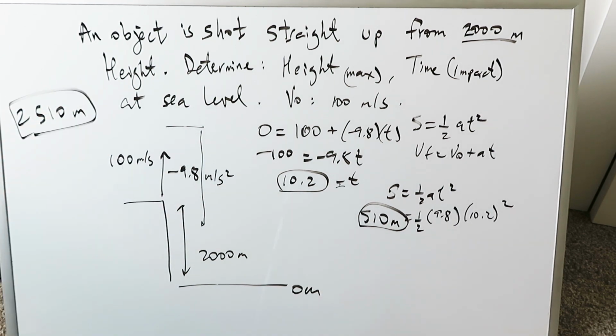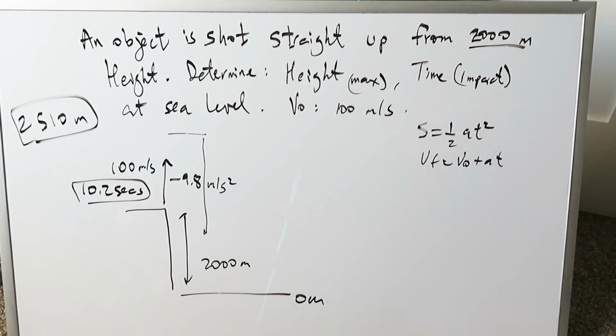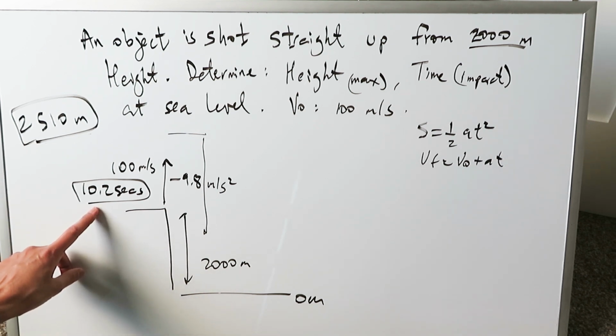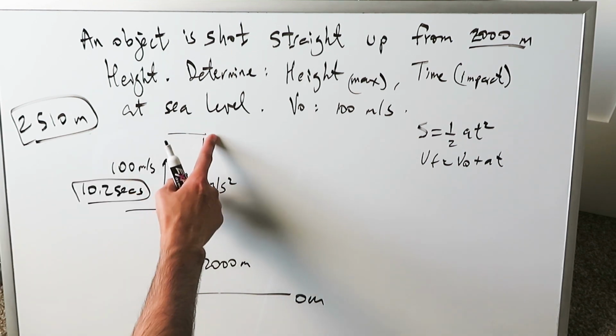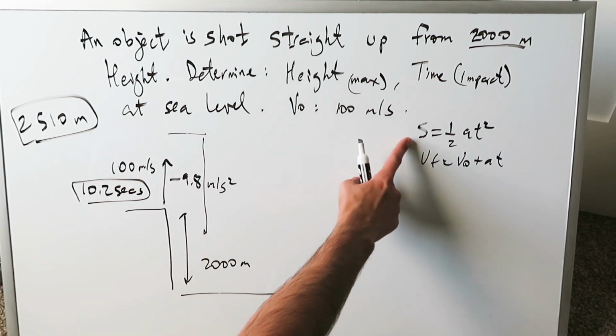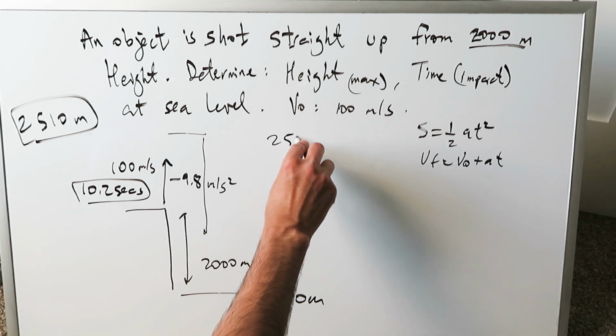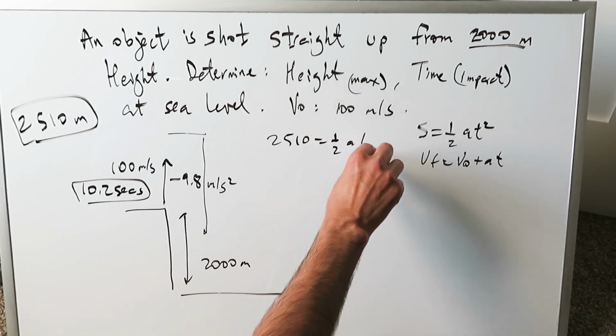Now we have to do our last part, time to impact. And that equation is easy. It's right there before you. The time to impact of this object at sea level is not a difficult computation. I already have the 10.2 seconds saved from before, the time it took to reach maximum height. Our maximum height is this 2510. You can put everything in this equation: 2510 is equal to half AT square.